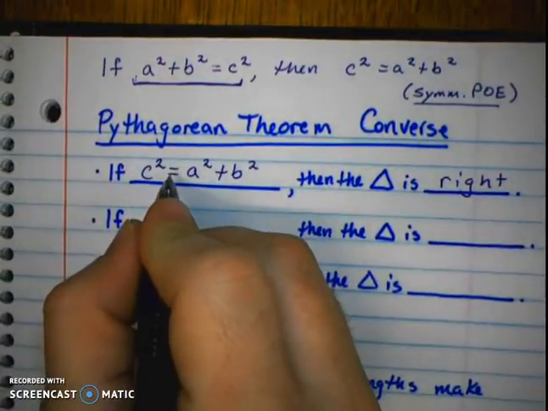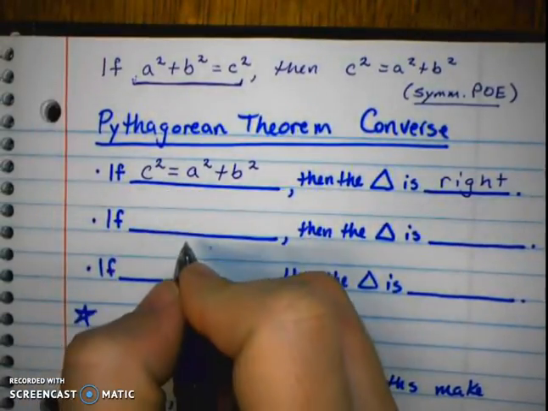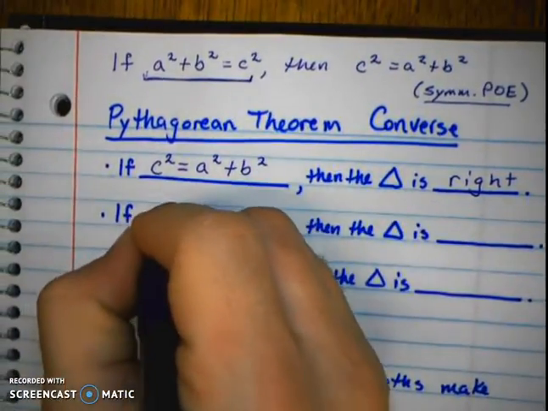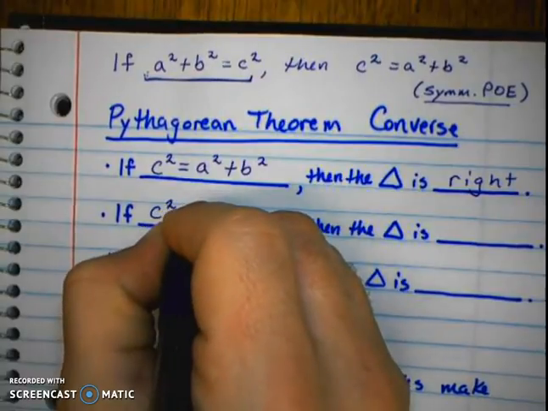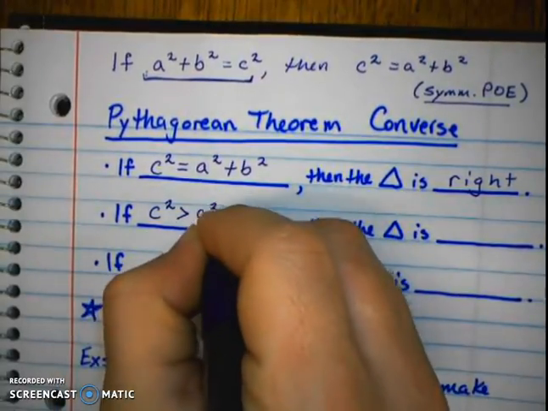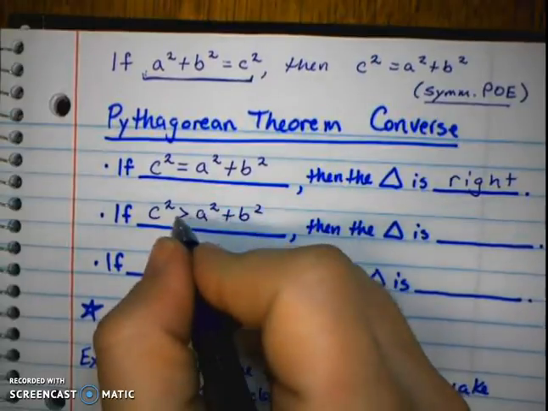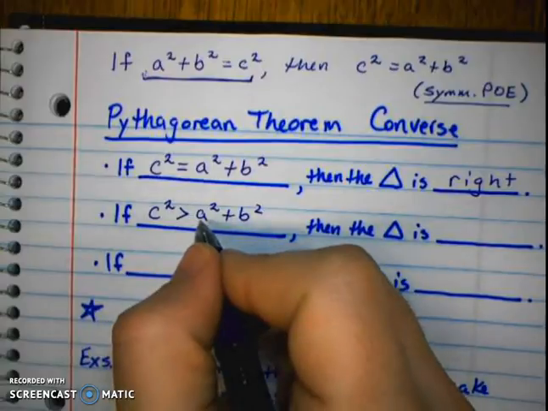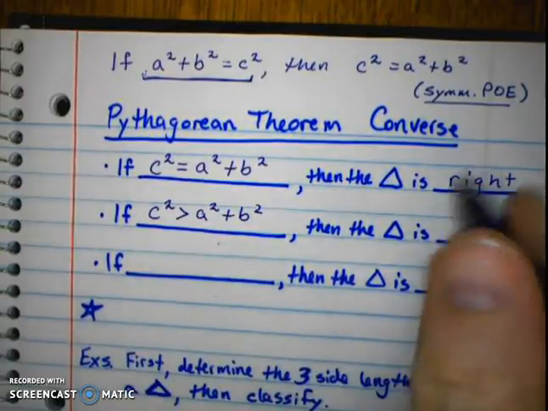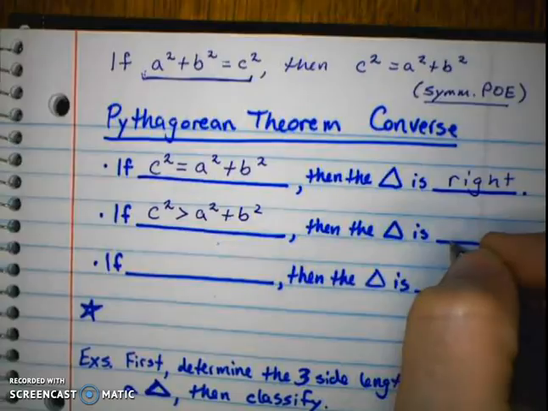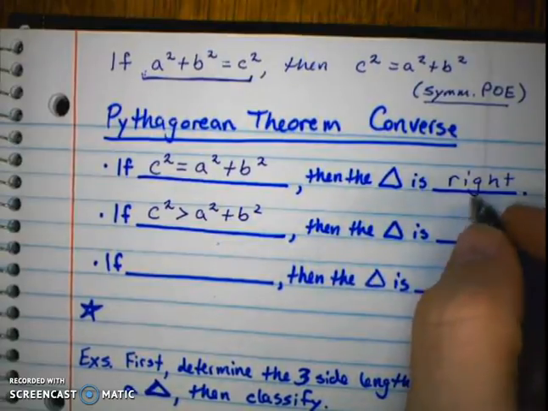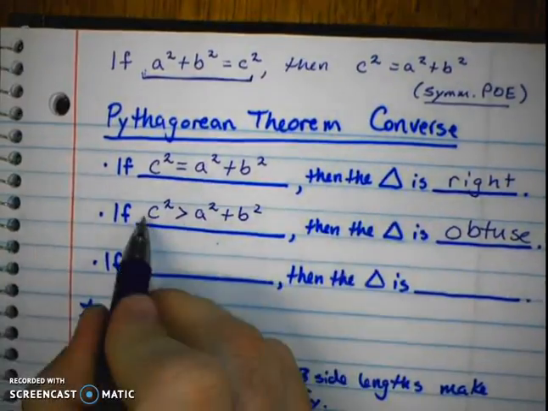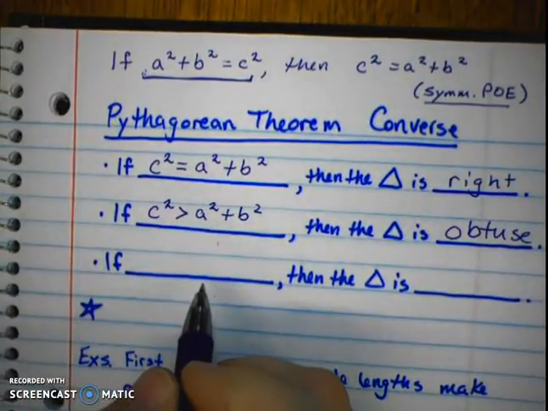But if we change this equals to another inequality, then that changes our triangle. So if c squared ends up being greater than a squared plus b squared, that means what would have been your hypotenuse, your longest side, is now longer than the sum of the squares of these two. So if we're making the hypotenuse longer, we're extending greater than 90 degrees, so we have what's called an obtuse triangle, if c squared is greater than a squared plus b squared.